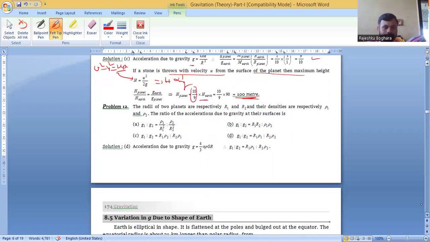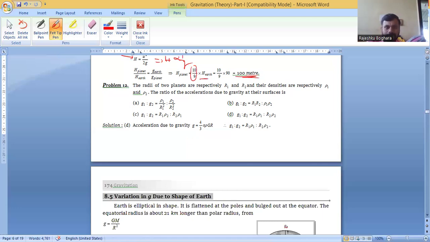Problem 12. Let's take the last example, and the next lecture we will take tomorrow. The radii of two planets are respectively R1 and R2. Their densities are respectively ρ1 and ρ2. Find the ratio of the acceleration due to gravity. We know g is equal to 4/3 π ρ G R, so g is proportional to ρ into R. So g1 by g2 is ρ1 R1 upon ρ2 R2. The answer is D.